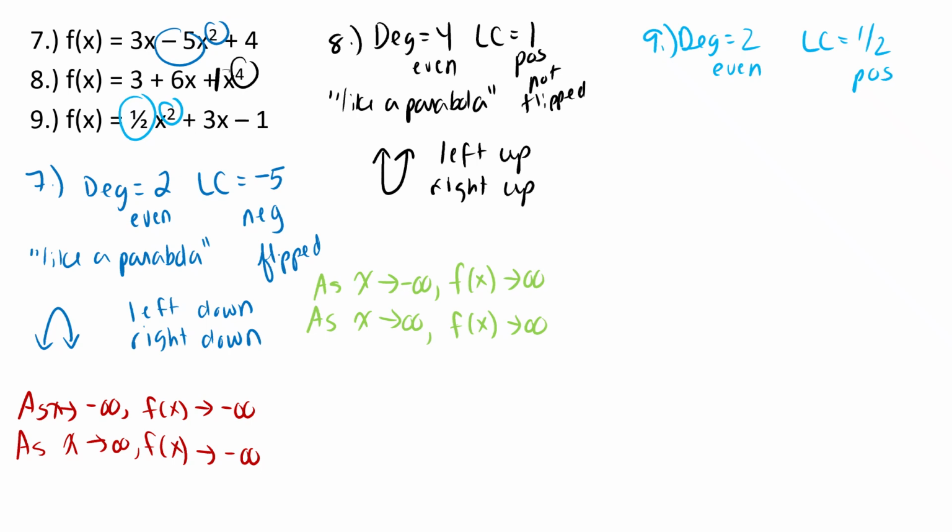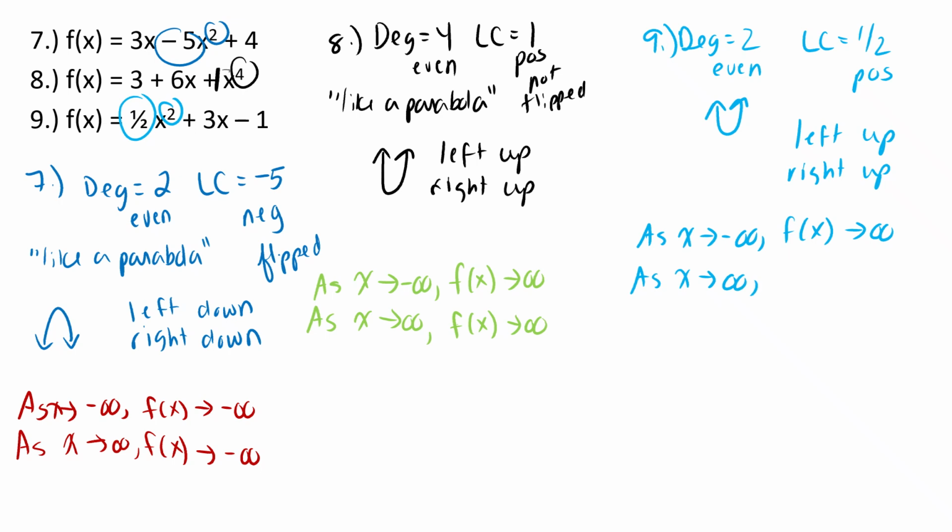Now, as with number 7, this one actually is a parabola, and it's got a positive leading coefficient, which means it is not flipped over. So we are looking at that situation, which is going to give us the same answer as the last one in terms of end behavior. The left is pointing up, the right is pointing up, and so we have, as x approaches negative infinity, f of x approaches infinity, and as x approaches infinity, f of x approaches infinity. So there we go. Yay.